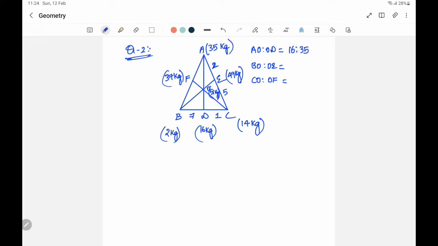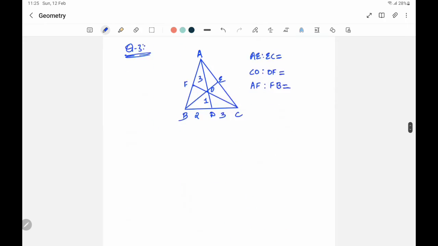Can we simplify this any further? No, we cannot, so we'll leave it there. And BO is to OE, so this is 49 is to 2, and CO is to OF, this is 37 is to 14. So these are the ratios.